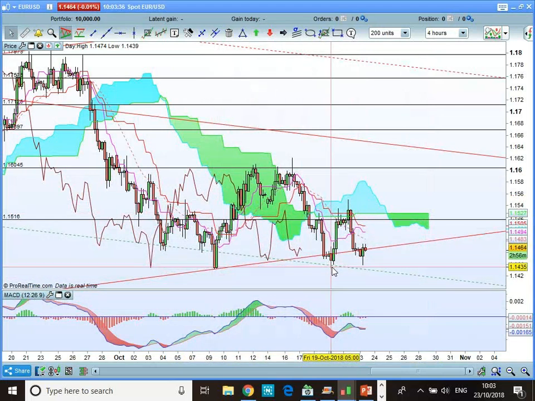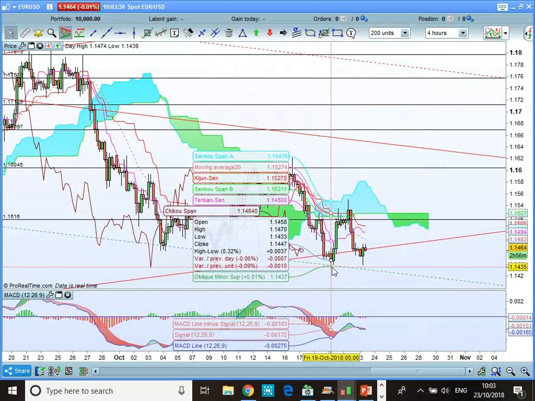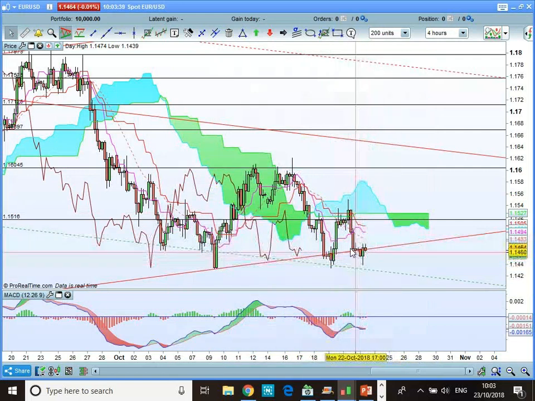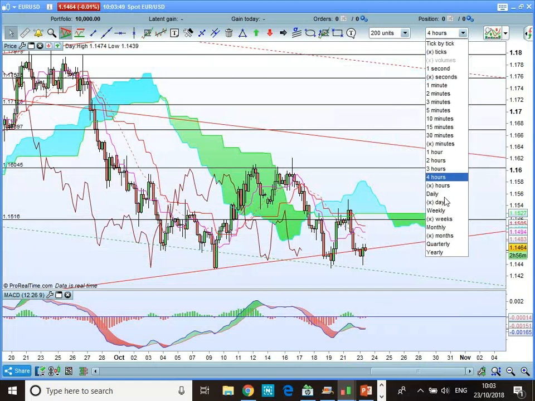And watching to see if these lows here of 1.1435 will hold or not. If it holds, then that's a potential rebound back up to the bottom end of the cloud. If it fails, then we're looking at further downside as on the daily chart. Okay.